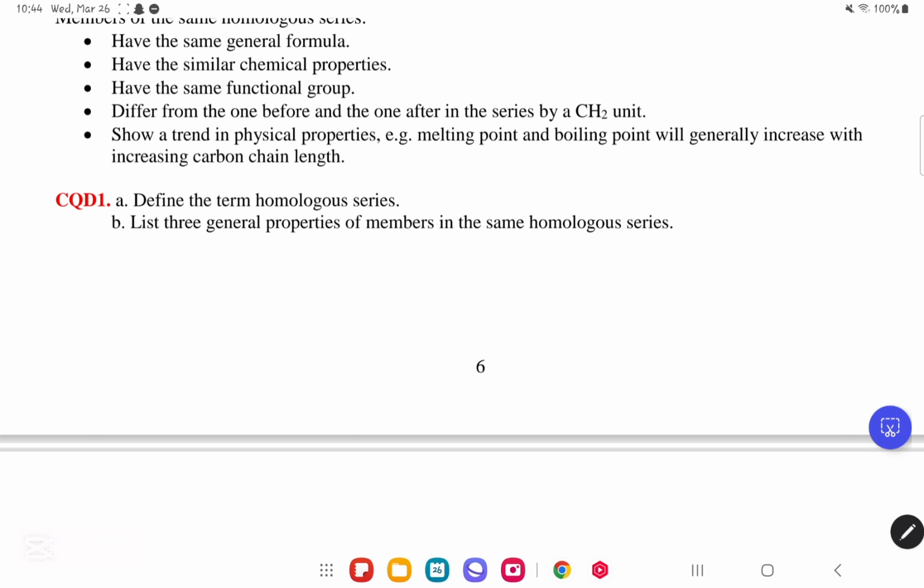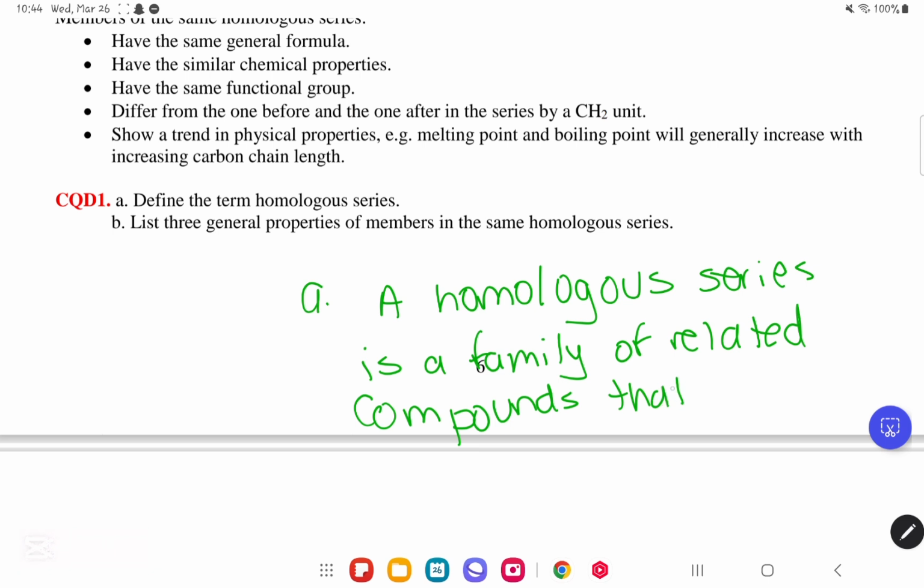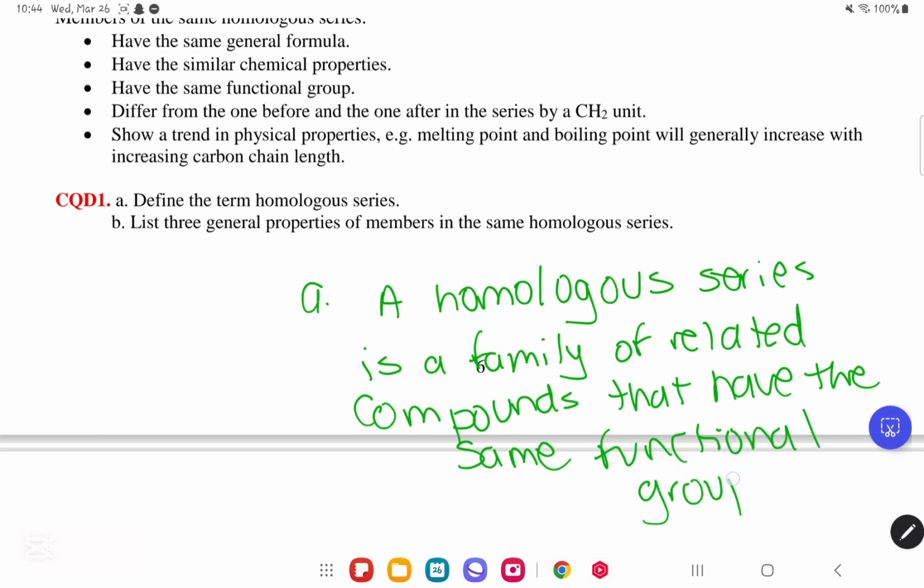In part A, they said, define the term homologous series. So for part A, I'm going to write it over here. A homologous series, okay, it is a family of related compounds that have the same functional group. So again, a homologous series is a family of related compounds that have the same functional group. An example is probably alkanes, alkenes, alkynes. Okay, so that's CQD number 1A done.